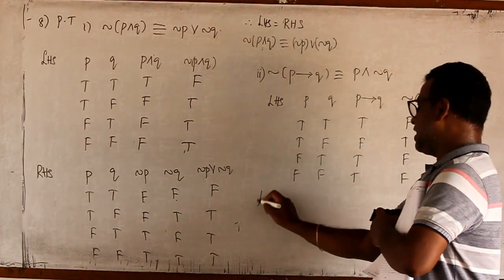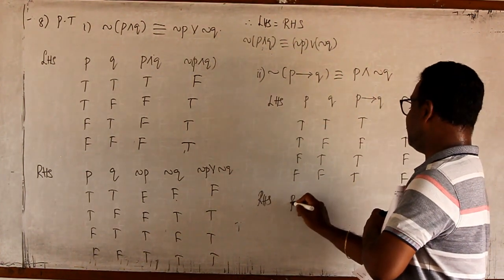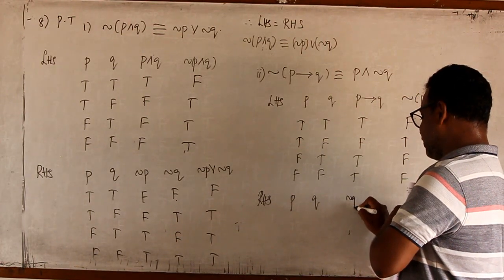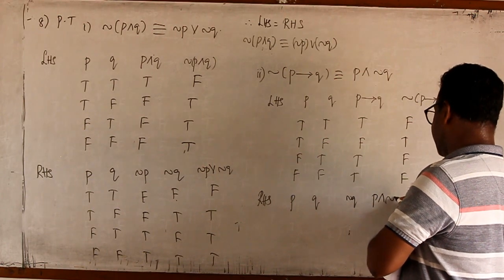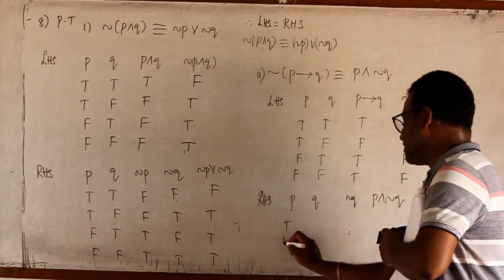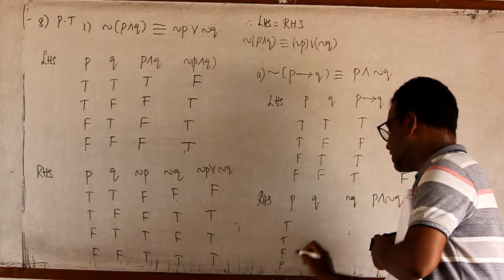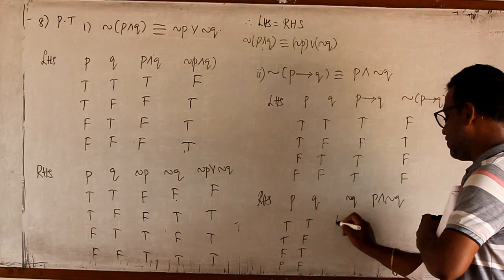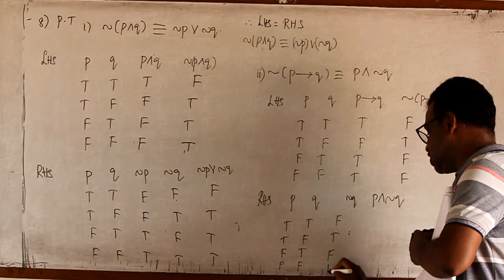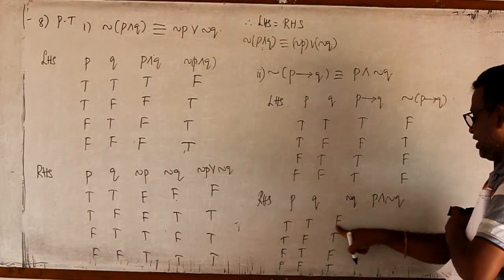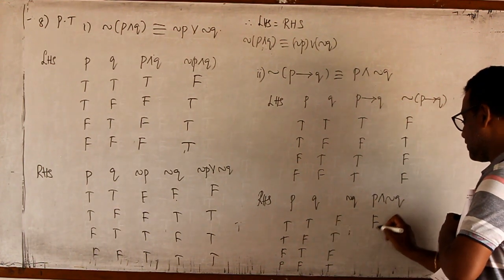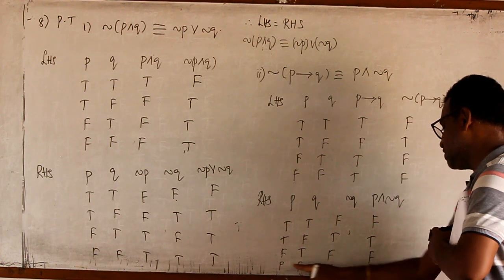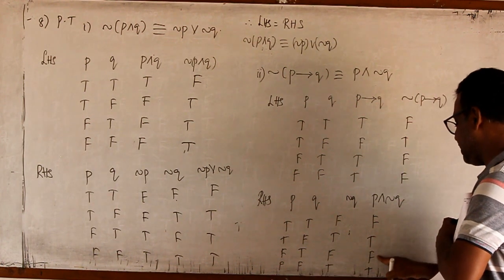We shall go for RHS. RHS is: I need P, Q, then negation of Q, P and negation of Q. So it is T, T, false, false. T, F, T, F. Negation of Q is false, true, false, true. P into negation of Q: 1 into 0, 0. 0, 1 into 1, 1. 0 into 0, 0. 0 and 1 is also 0. F, T, F, T.